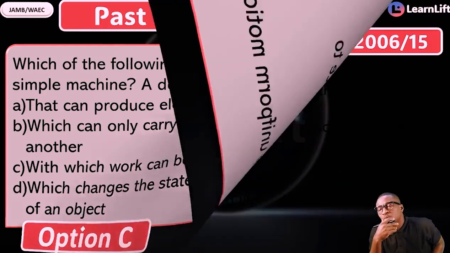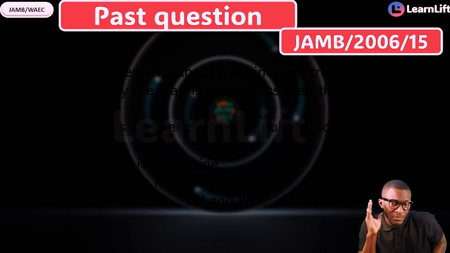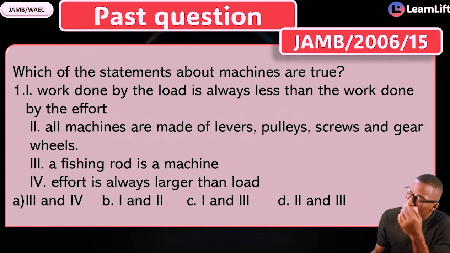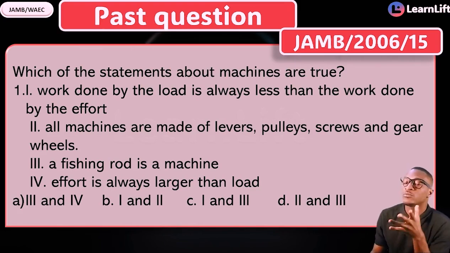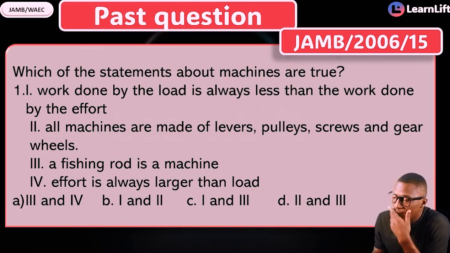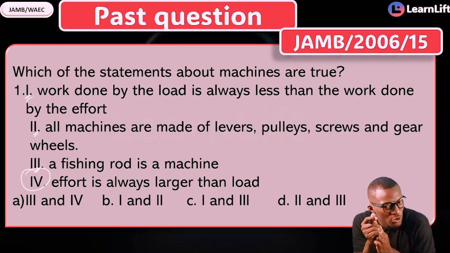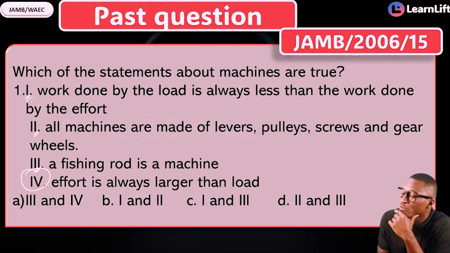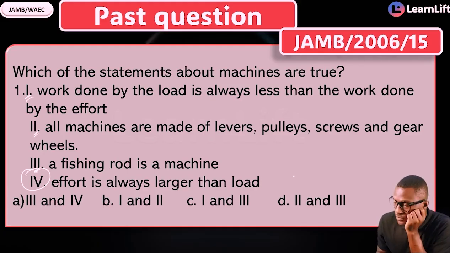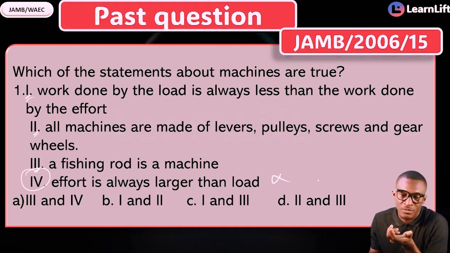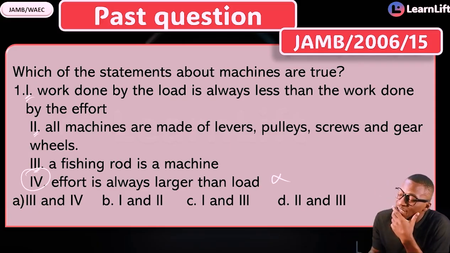Let's see a JAMB question. With this one, we're not going to pick answers, we just see the questions. So the question says, which of the following statements is true? Now, we've not taught many of the statements here, so we're not picking an answer. But let's focus on option IV. Option IV says that effort is always larger than load. Is that statement correct? The question says, which of these statements is true about a machine? Is effort always larger than load? No. For you to be a machine, a large load must be overcome by little effort.